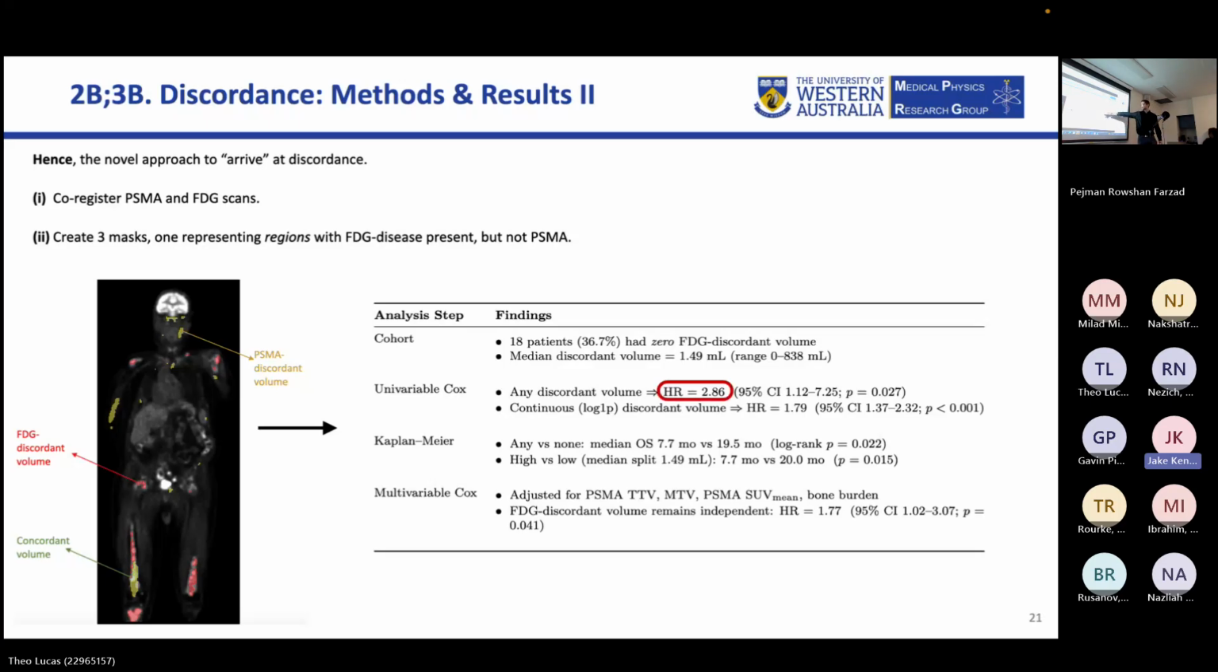What was found was that those patients with any discordant volume had a much higher hazard ratio, 2.86. And on the log scale, so as a continuous variable, an increasing number of volumes was also associated with a high hazard ratio. And quite importantly, in a multivariable Cox regression analysis, taking into account basically all the volumetric features, FDG discordant volume remained an independent prognosticator of outcome. So that's telling us that this likely does represent a region of discordance.